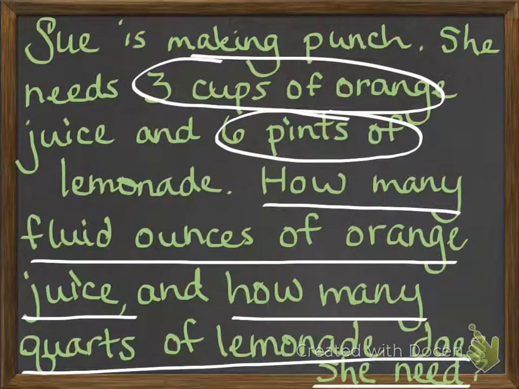Okay? Now let's go back to our problem. Sue's making punch. She needs 3 cups of orange juice and 6 pints of lemonade. How many fluid ounces of orange juice? How many quarts of lemonade does she need? So we've got our 2 questions. How many fluid ounces of orange juice? How many quarts of lemonade does she need? Okay?